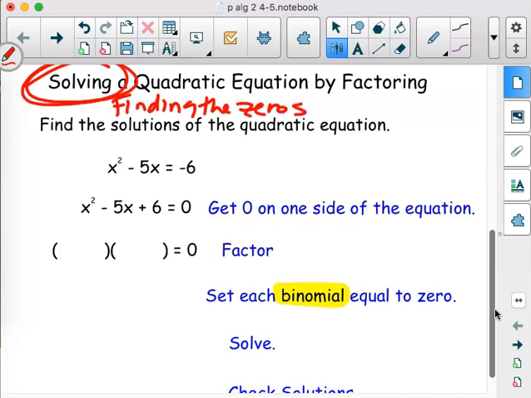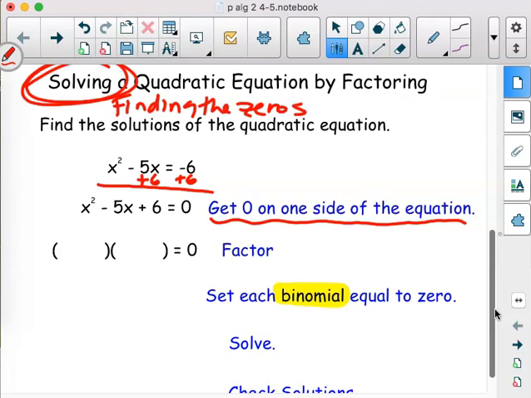You can't do that unless you have a 0 on one side. We want to know where does this equal 0 for y. So like it says, our first step, get a 0 on one side of the equation. So we would add 6 to both sides and write x squared minus 5x plus 6 equals 0, because none of these are like terms. We can't put them together. This one's an x squared, this is an x to the first, and this is just a constant.